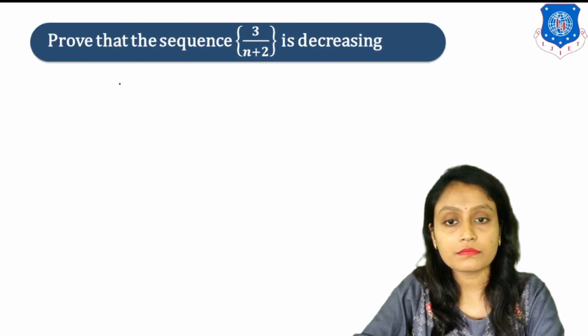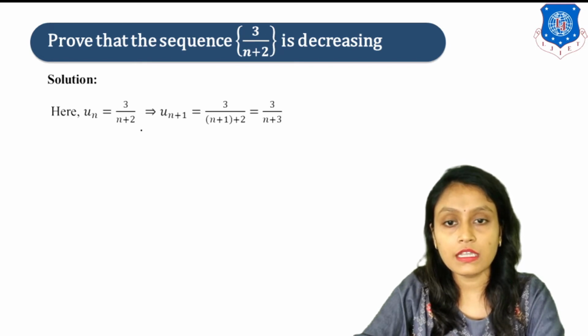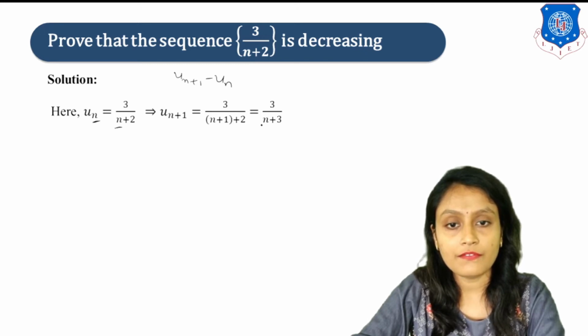Now let's prove an example: prove that the sequence 3 upon n plus 2 is decreasing. Let's begin with the solution. Here u_n is given, that is 3 upon n plus 2. To check whether the given sequence is increasing or decreasing, we will find u_{n+1} minus u_n. Firstly we have to find u_{n+1}, so in place of n, write n plus 1. You will get u_{n+1} as 3 upon n plus 3.